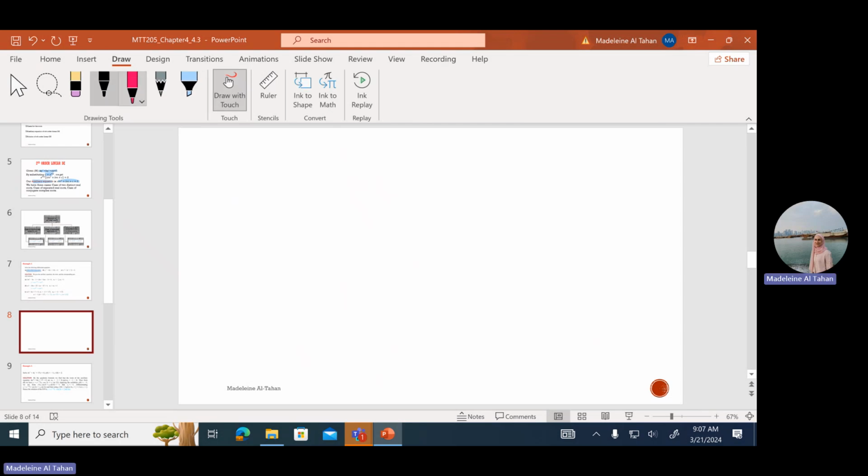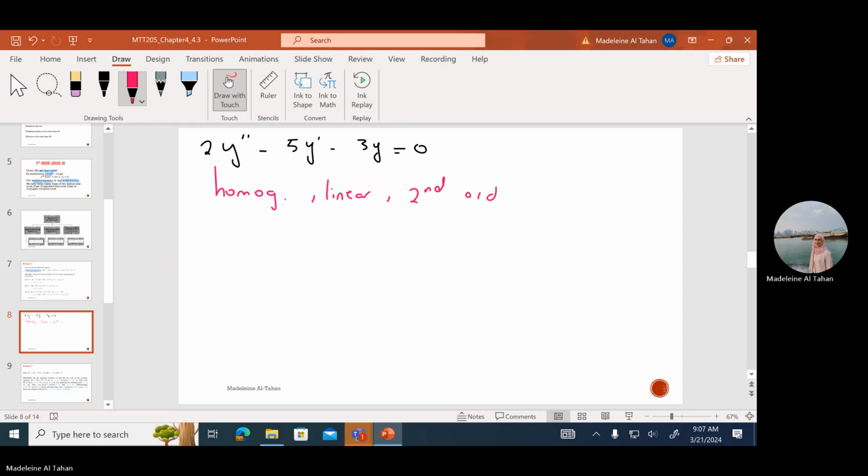We have 2y double prime minus 5y prime minus 3y equal to 0. This is linear with constant coefficients, right? So this one is homogeneous, linear, second order, with constant coefficients, right? What's the auxiliary equation of it?